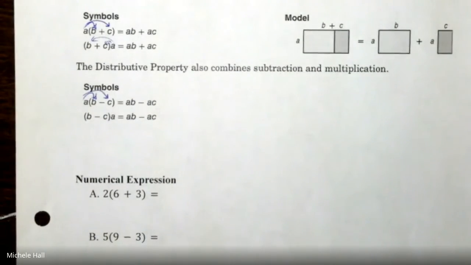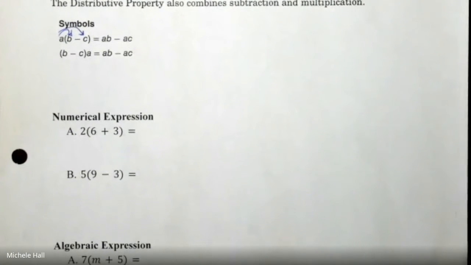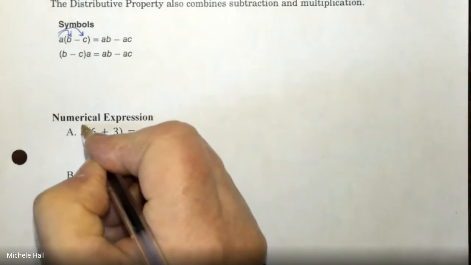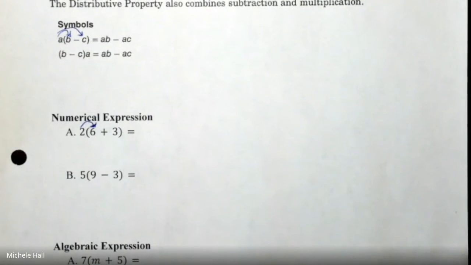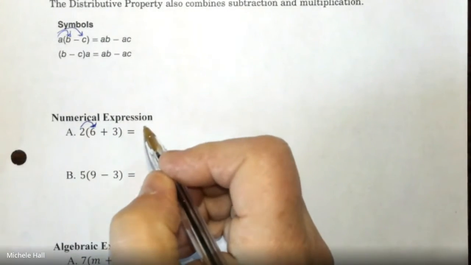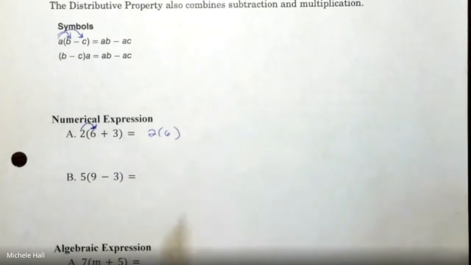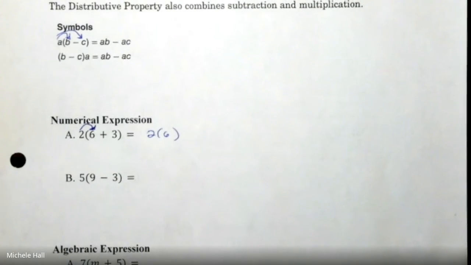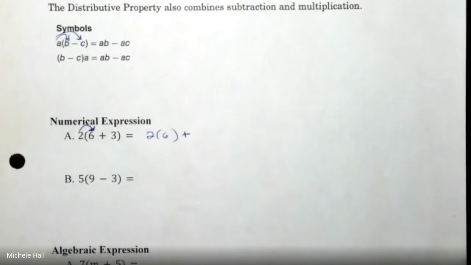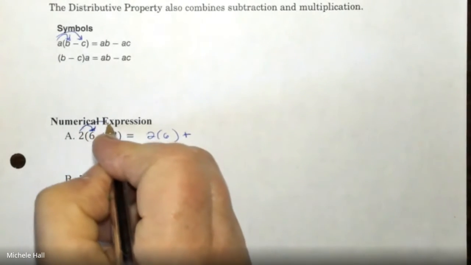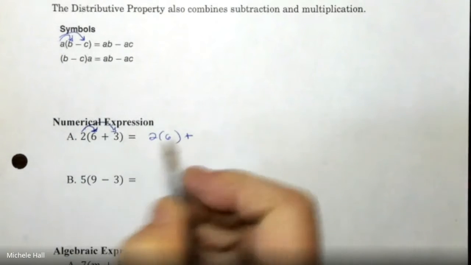That's a lot of algebra words. Let's just see how easy it really is. We have a numerical expression, and we're going to show the distributive property. So use your arrows, so when you look back at your notes, you know what you did. We have 2 times 6 plus 2 times 3. We're distributing the 2 onto both the 6 and the 3.